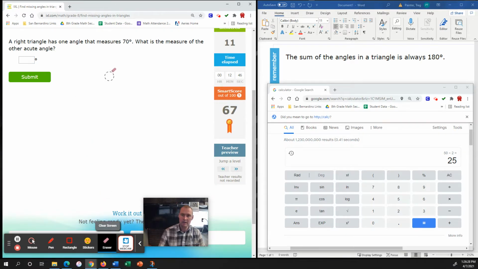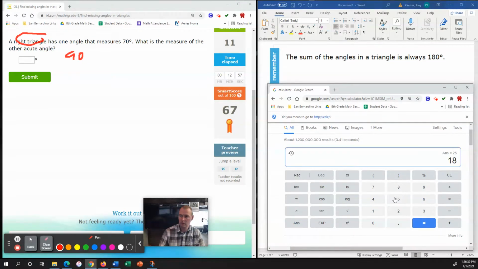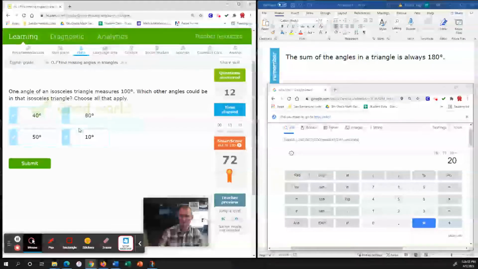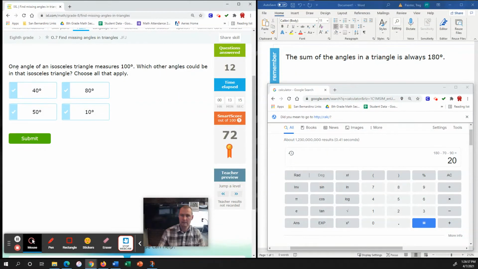All right, a right triangle has one angle that measures 70. What's the measure of the other acute angle? So remember, a right triangle has 90 degrees. So we're dealing with a 90 and a 70, not bad. So 180 minus 70 minus the 90 should leave us with 20 degrees left. So we're going to go ahead and put 20 degrees in here. Bam. Perfect. All right. One angle of an isosceles triangle measures 100 degrees.